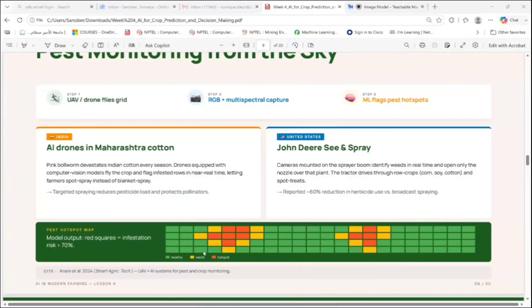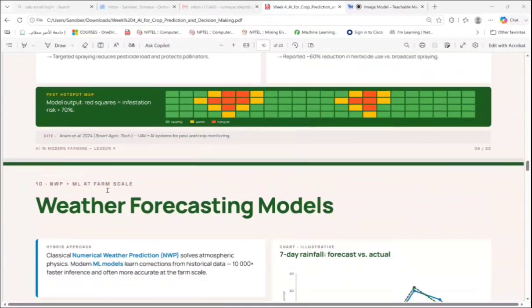Yes, ma'am. Now, something that could affect this technique is weather prediction. The pest data is only one input. The weather prediction can also change what farmers should do, right? So these things must go hand in hand. Now we are going to move on to weather forecasting prediction.